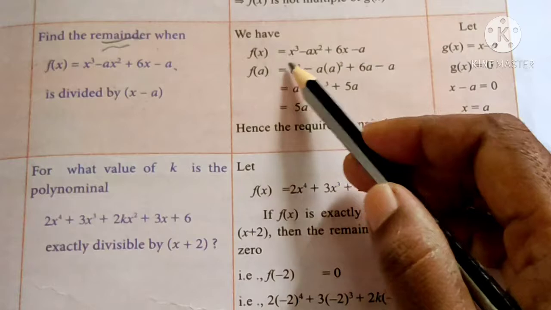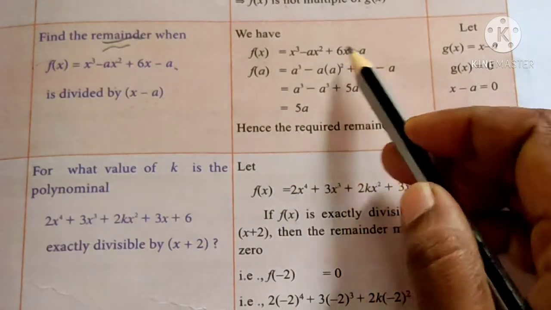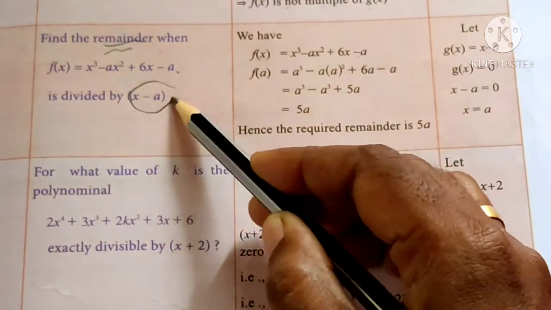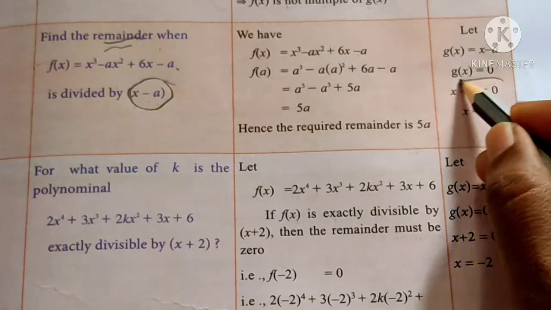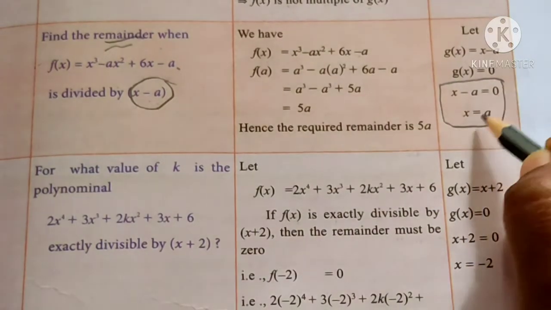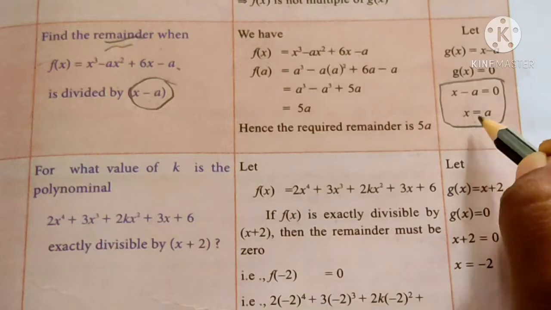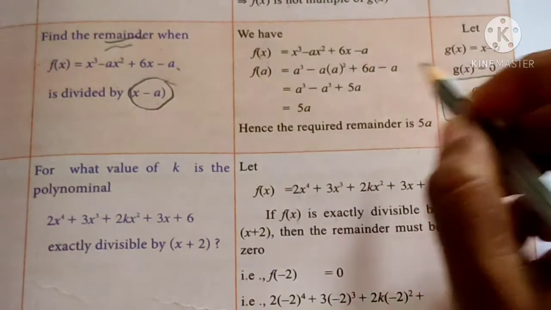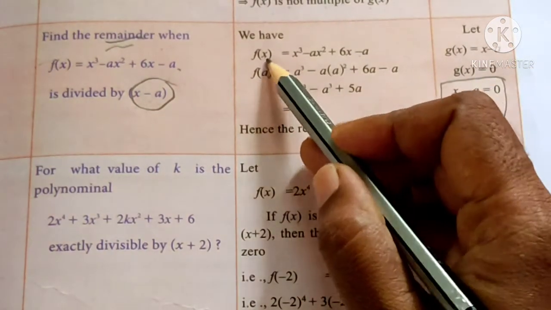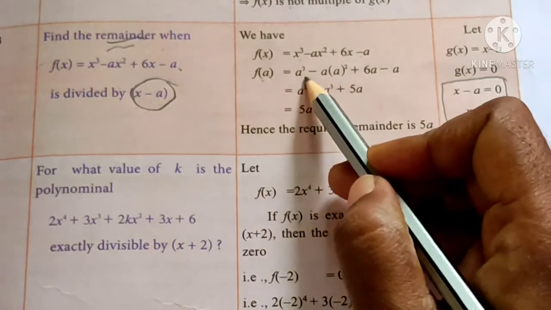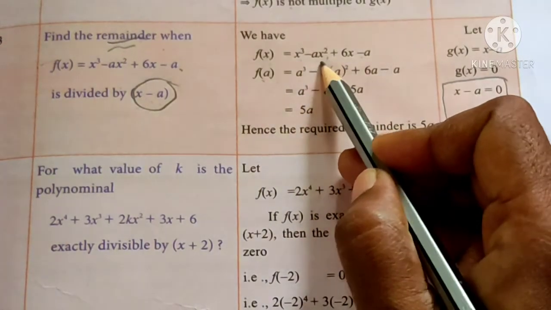So we write the f of x value in the solution. Then here x minus a. We take x minus a equal to 0. Then what's the value of x? a. So substitute x with a. So f of a is equal to a cube minus a into a square plus 6 into a minus a.